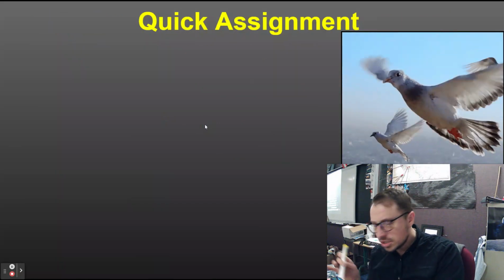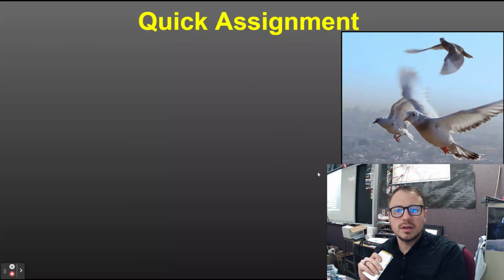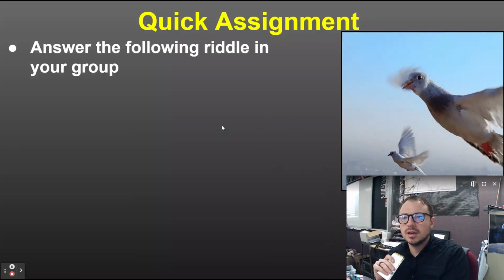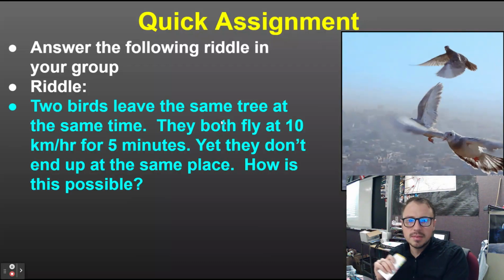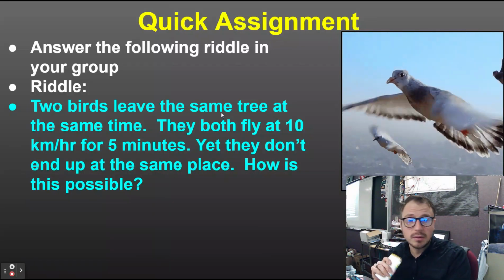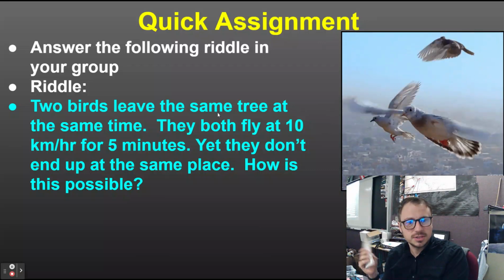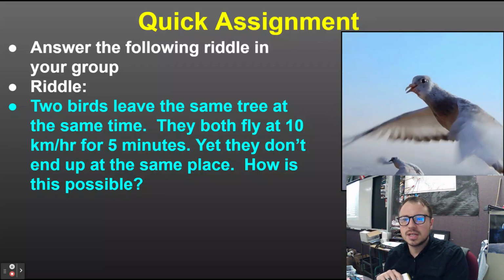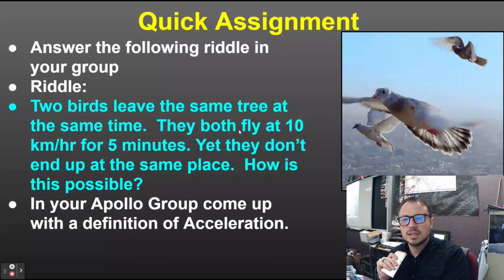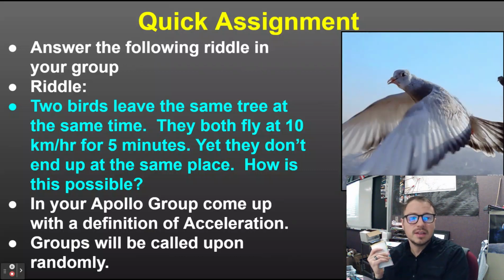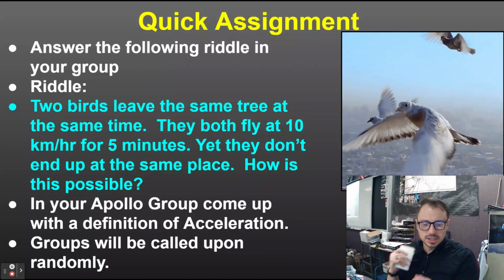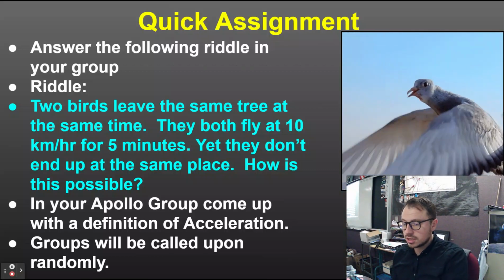All right, so here's just a quick assignment, sort of like a riddle. Here we go. Two birds leave the same tree at the same time. They both fly at 10 kilometers per hour, so same speed, for 5 minutes, same time, yet they don't end up at the same place. How is this possible? So the answer is they didn't fly in the same direction. Direction is going to matter in some of these problems.